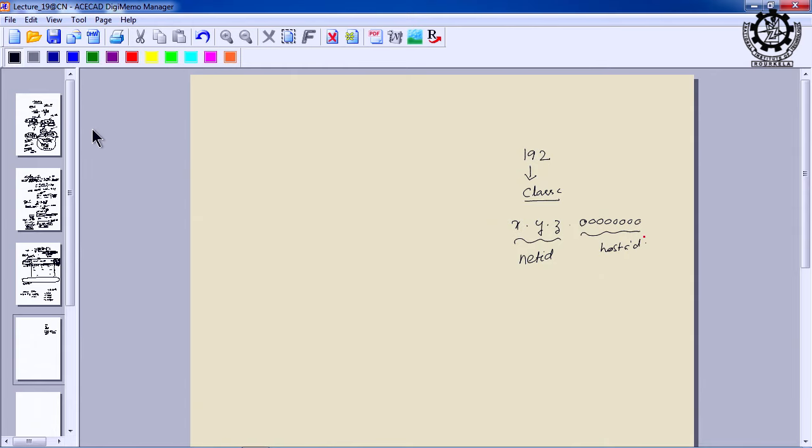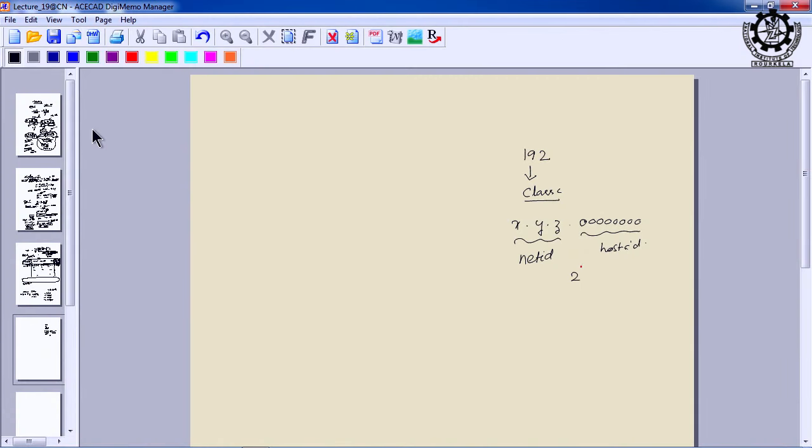Just tell me, one question I have. With this host ID, how many hosts can every network have? 2 to the power 8 is equal to how many? 256. 256 minus 2, why minus 2? Okay, fine.